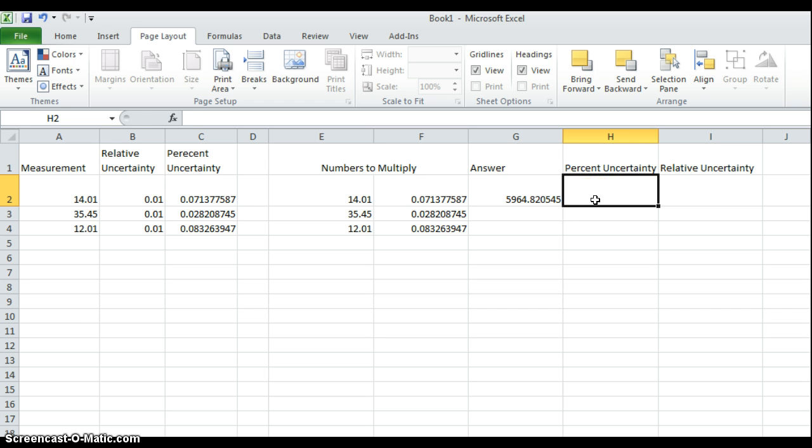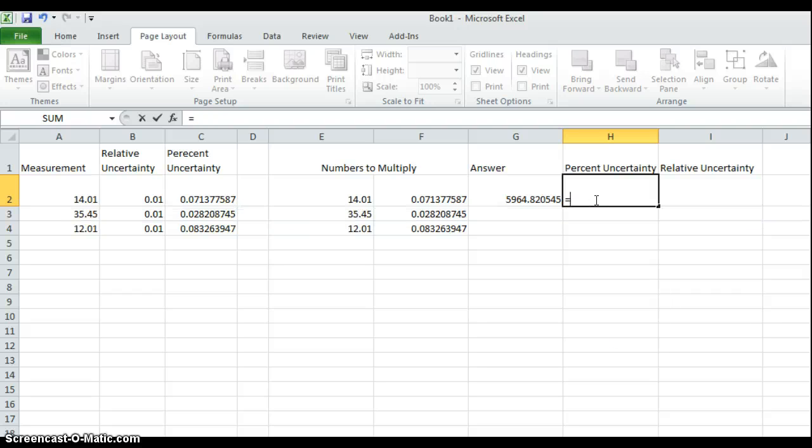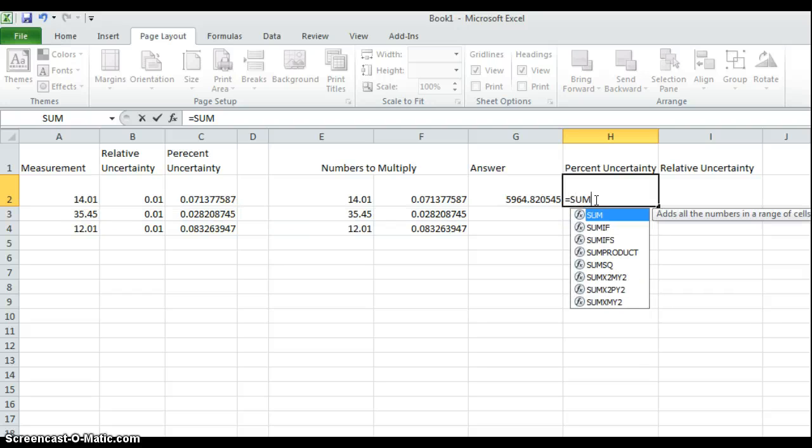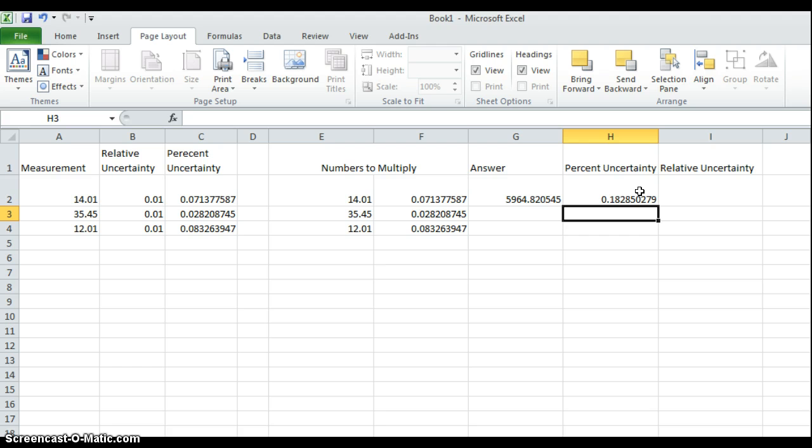There's a trick for adding. There's one for multiplying, too. But for adding, I'm going to hit the equal, and then SUM. Let's make that in caps. For some reason, I'm more comfortable with that. And then in parentheses, I will select all those things I want it to add together. Quotes, not parentheses. And I'll hit return. And that adds up all of those percent uncertainties.